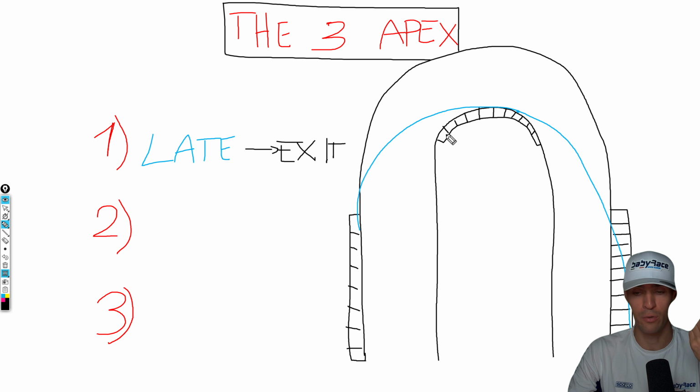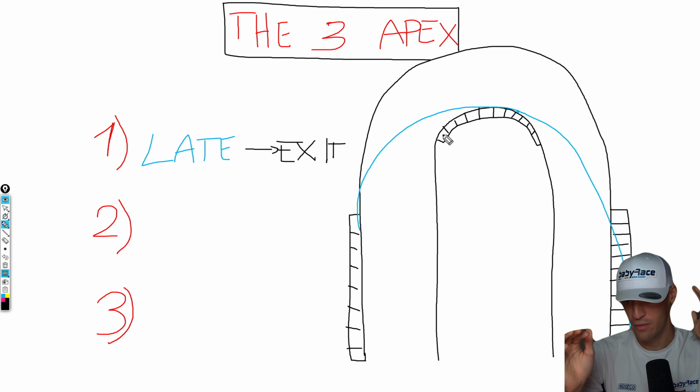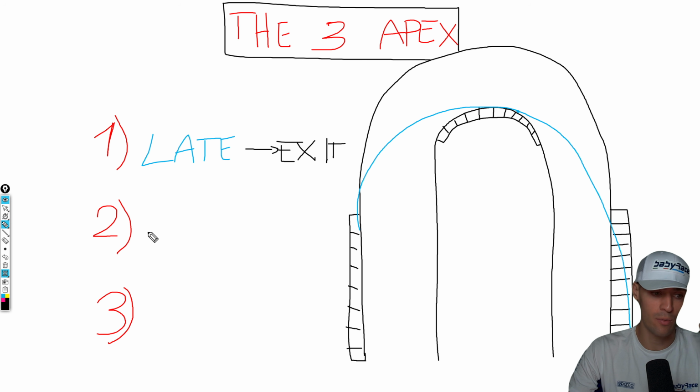And in F1, for example, think about Shanghai at the end of the long straight, where you have the massive hairpin. You want to focus on a late apex because otherwise you will lose so much on the exit.